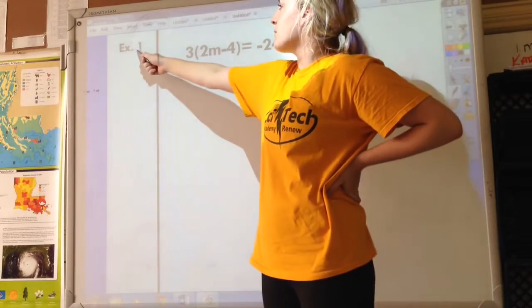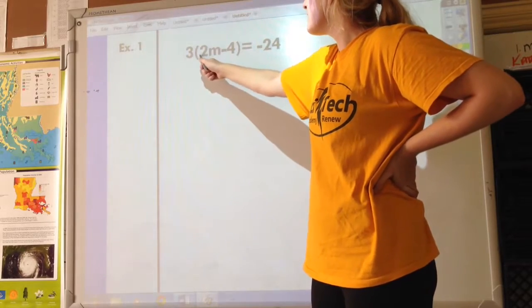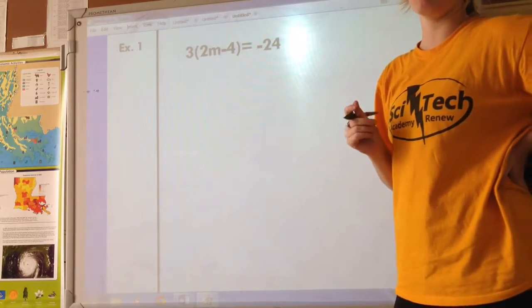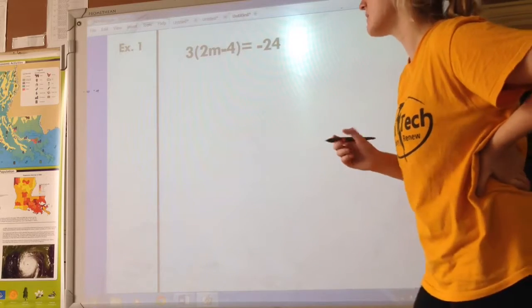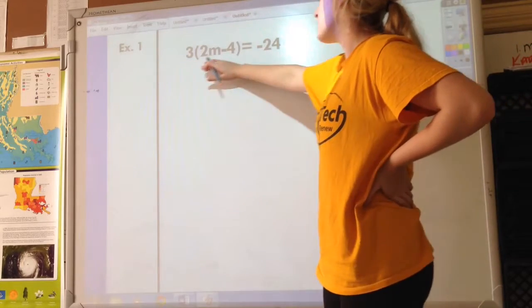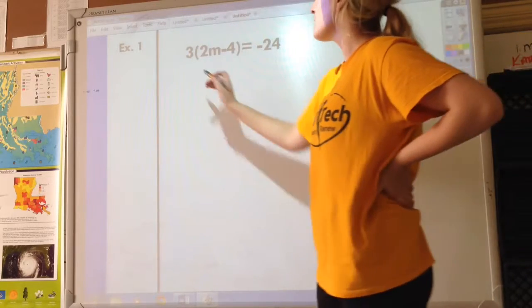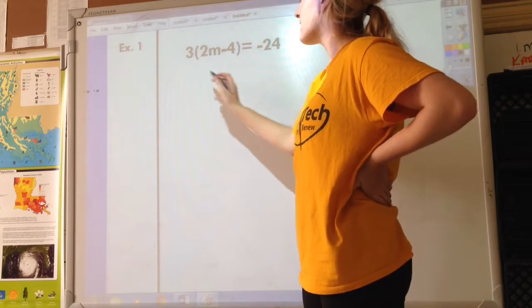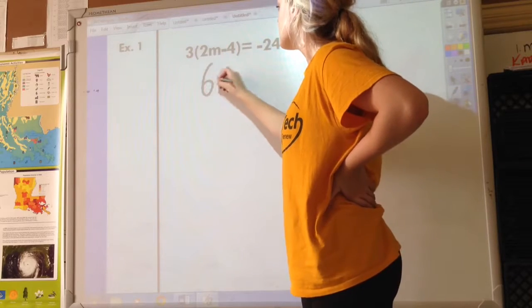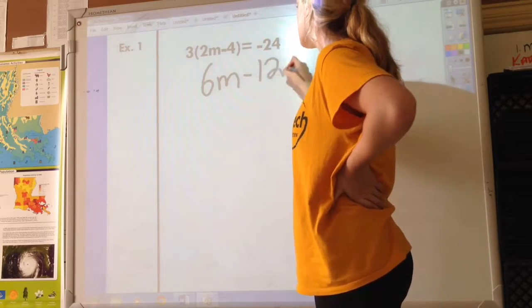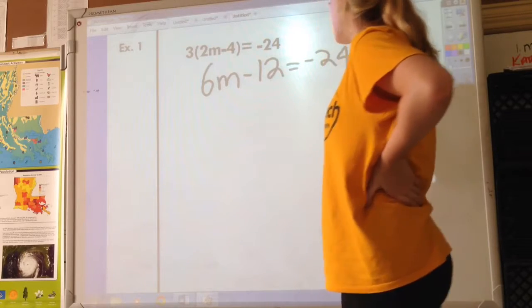Go ahead and write example 1 on your notes page, and then 3 parentheses 2m minus 4 equals negative 24. My pen is your pen. Make sure that you write down everything that I write down. My first step is to distribute, and I see that because I have an outside number next to a parentheses. So I'm going to go ahead and multiply 3 by everything inside. 3 times 2m is going to give me 6m. And then 3 times negative 4 is going to give me negative 12. That's going to equal negative 24.